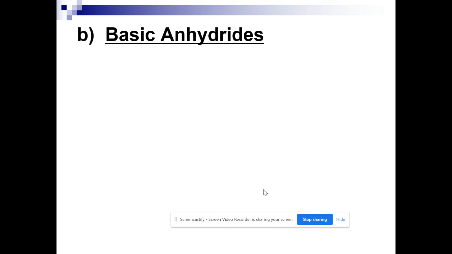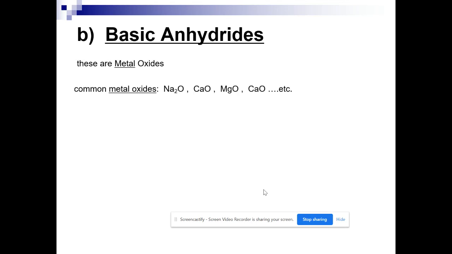All right, the other pair for this one: these are basic anhydrides. These are metal oxides. Common metal oxides are Na2O, CaO, MgO, CaO. I put CaO twice. I guess it's pretty important. These are ones that have spectator cations and oxygen. So these react with water to form bases.